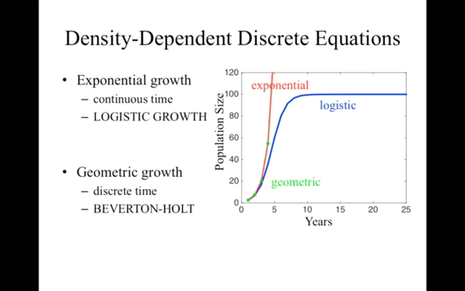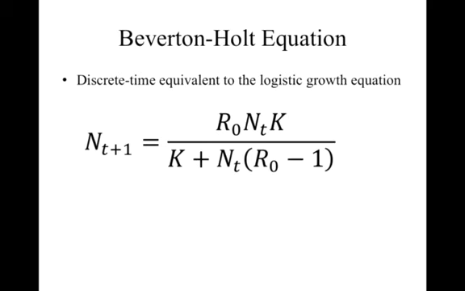And what do we do? Well, the good news is there is actually an equation that was developed to deal with discrete time population growth in a population that exhibits a carrying capacity. And that's what we call the Beverton-Holt equation. So that's what we're going to look at now. Here is the Beverton-Holt equation. And this is basically the discrete time equivalent to the logistic growth equation. So geometric growth is to exponential growth what Beverton-Holt is to logistic growth. Does that make sense? And exponential growth is to logistic growth what geometric growth is to Beverton-Holt.